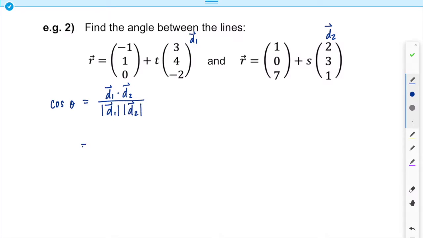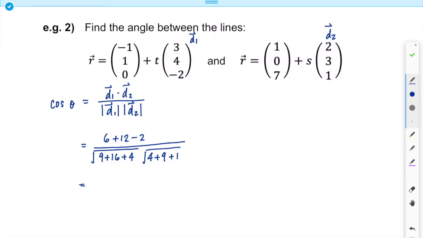All right. So d1 dot d2, 3 times 2, 6, 4 times 3, 12, negative 2 times 1, minus 2. And then I need the respective magnitudes, so 3 squared plus 4 squared plus 2 squared, square root. And then the other one is 2 squared, 3 squared, 1 squared. So I have this relation.